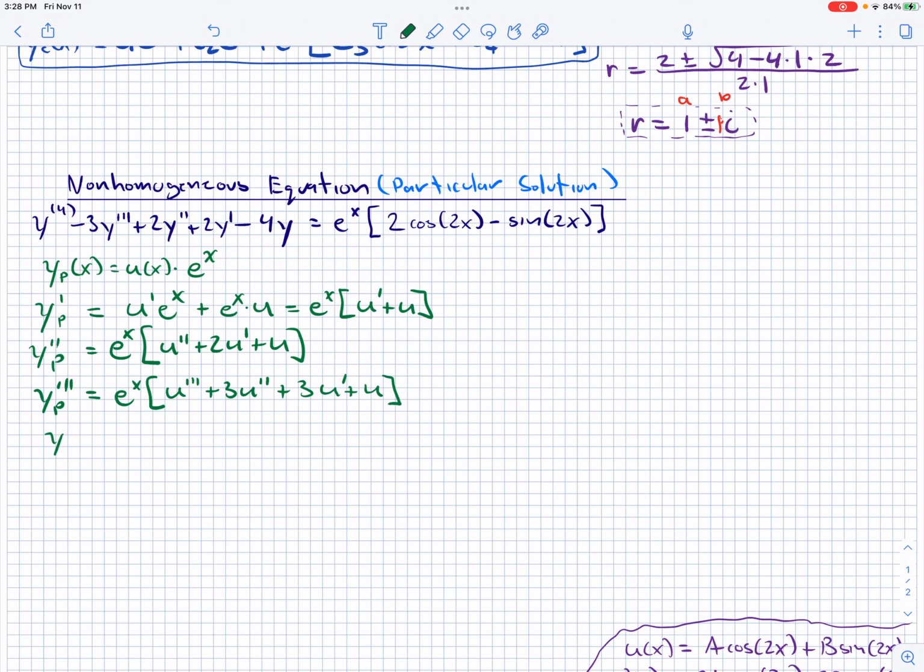And then the fourth derivative, once you take it and simplify the terms, you end up with e to the x times the fourth derivative of u, plus 4u triple prime plus 6u double prime plus 4u prime plus u.